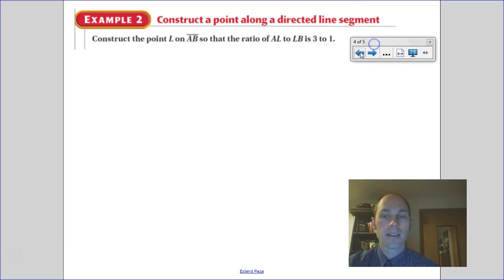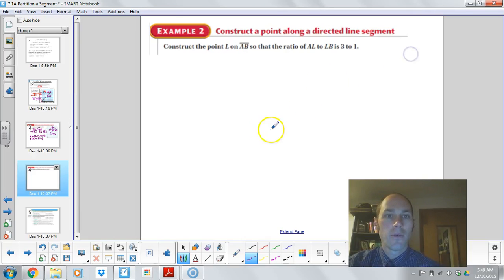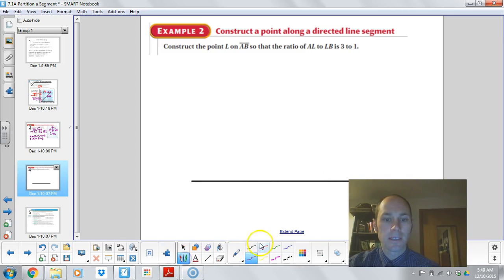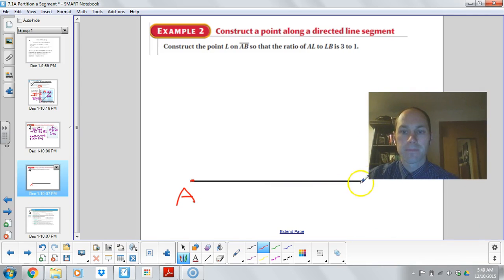Now let's take a look at how we can construct a point using our compass. So if we want to construct a point L on AB, first of all I need to create line segment AB. I'll just label this point A and point B. And I want to divide this into 4 equal parts, a ratio of 3 to 1. I need to find point L on there that is exactly 3 parts over.